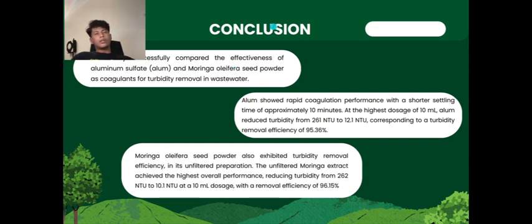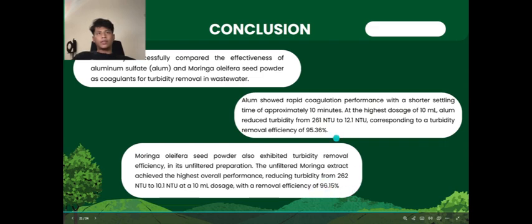Okay, so the conclusion for our conducted experiment is that we have successfully compared the effectiveness of aluminum sulfate and Moringa oleifera seed powder as coagulant for turbidity removal in wastewater. This experiment shows that alum has much more rapid coagulation performance, but also a very good 95% turbidity removal. Moringa oleifera seed also exhibits excellence in turbidity removal at 96%, much higher than alum, but it also takes a much longer time to settle compared to alum. But overall, both are very good, and both are able to compete with each other very directly.